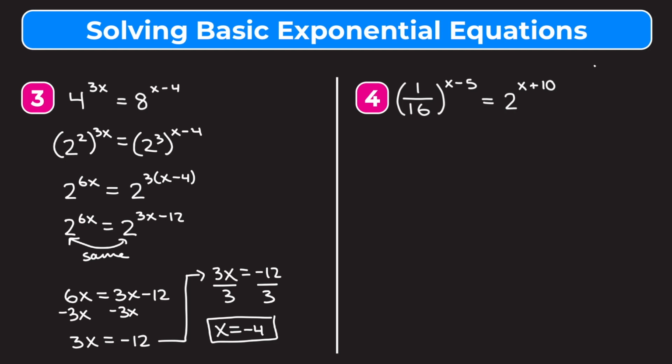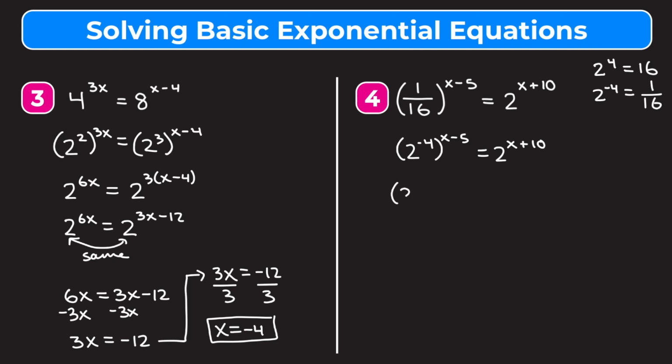And you may realize that 2 to the 4th is equal to 16, which means that 2 to the negative 4th is equal to 1 over 16. So we're going to rewrite 1 over 16 as 2 to the negative 4th, and that's raised to the x minus 5. And then this is equal to 2 to the x plus 10. And now we want to simplify the exponent on the left side.